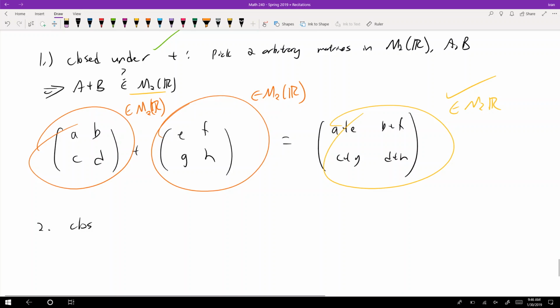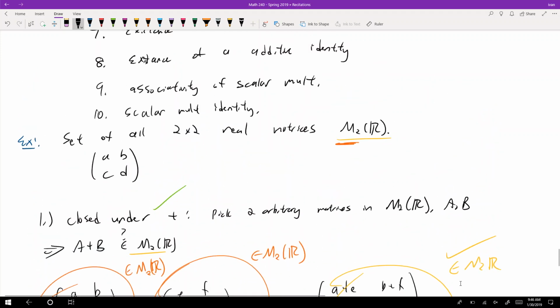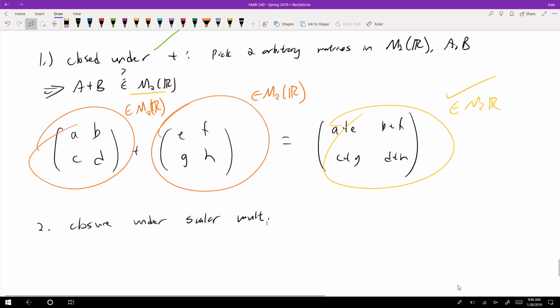Closure under scalar multiplication. All right. So what we want to do here is that if we take a matrix A and it's in M2R, so A is a 2 by 2 real matrix, we want to see if K times A is in M2R.